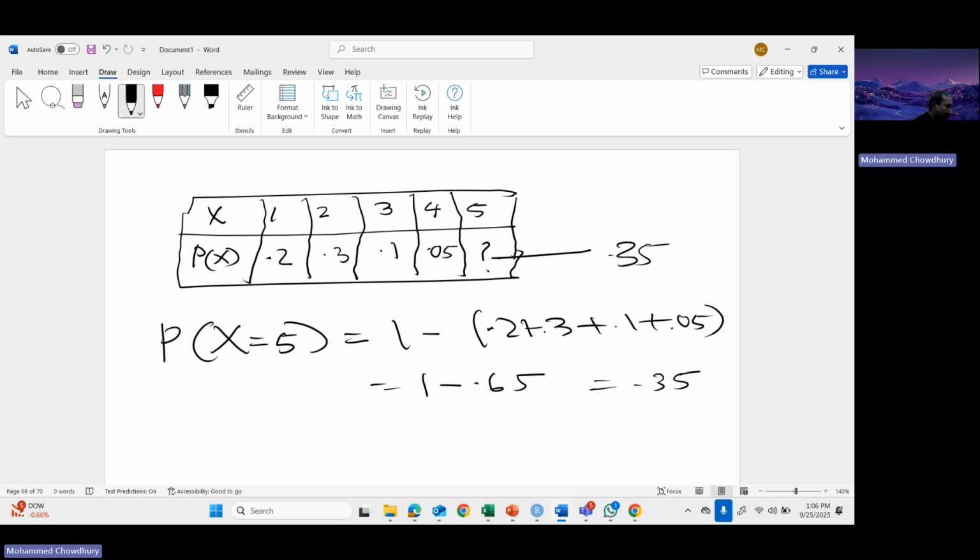So what you have learned, total probability is always equal to 1. In the probability space, each sample point in the sample space will have a probability, and then if you add them up, total probability will be equal to 1. Okay? So total probability will be equal to 1. This is what you have learned. Okay?